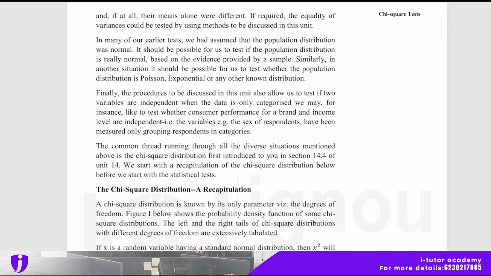And finally, the procedure to be discussed in this unit also allows us to test if two variables are independent when the data is only categorized. We may, for instance, like to test whether consumer preference for a brand and the income level are independent. In the variable example, the sex of respondents has been measured only by grouping respondents in categories.